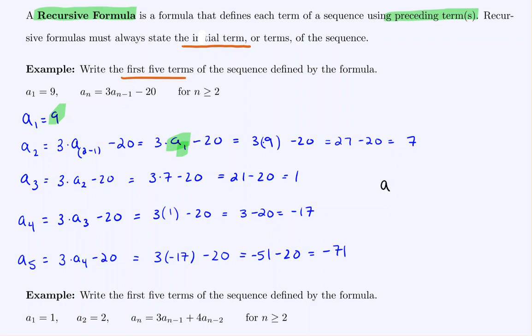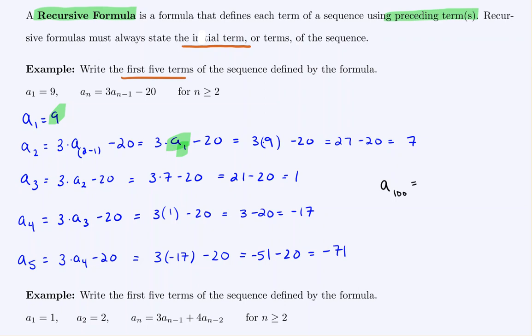because what if I asked you to find a sub 100? Think about in words, what would you have to do? Do we agree this formula says in order to know a sub 100, you'd have to take 3 times the 99th term minus 20. But what is the 99th term? We don't know that. How do you find the 99th term? You'd have to know the 98th term. And I think we see the pattern.